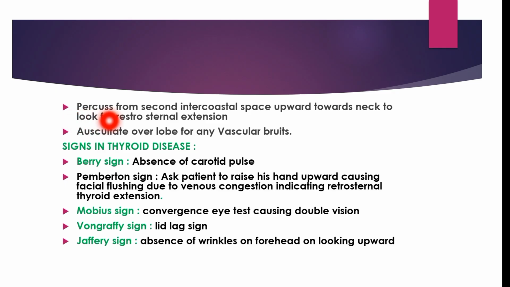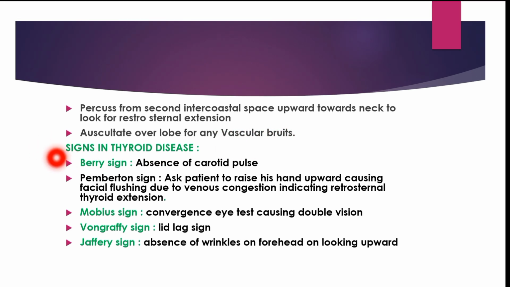Similarly, we also do the percussion from the second intercostal space upward towards the neck on both sides, and if the percussion note is dull, it indicates retrosternal extension of the thyroid gland. Similarly, we also auscultate over the lobes with the stethoscope to look for any vascular bruit.